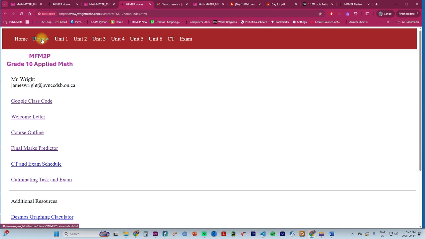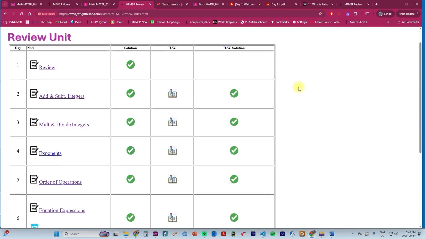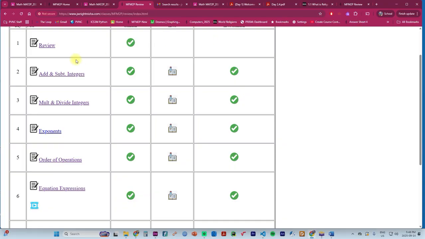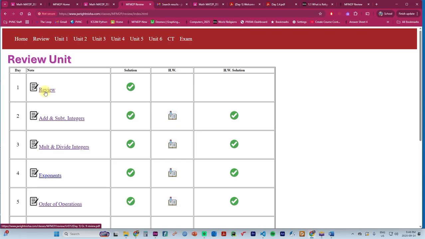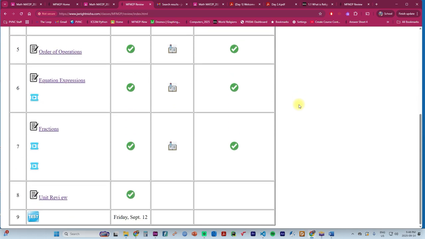Up here at the top, we've got the various units. Now, having just completed the review unit, you can see that each individual day is listed by a row, and the columns represent in order the notes, the solution to the notes, the homework, and the solution to the homework. So this particular unit consisted of 8 days of work, followed by the unit test.